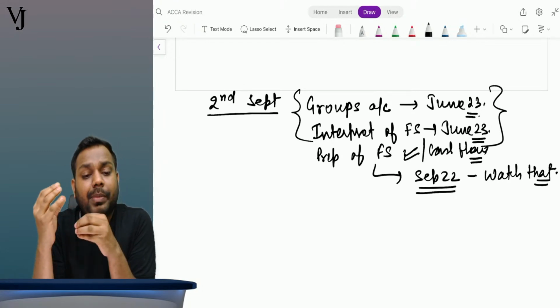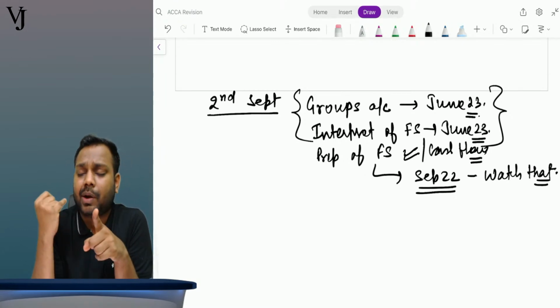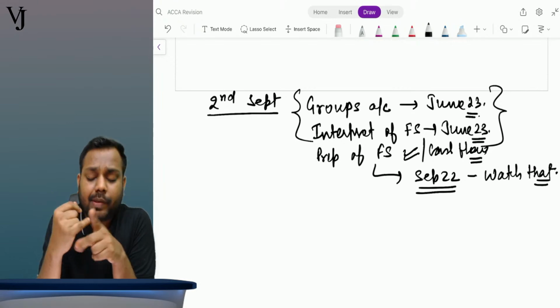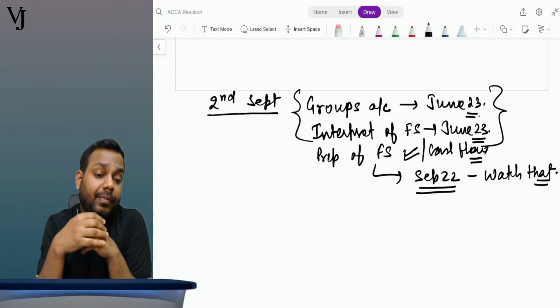The discount rate can be anything. It can be the coupon rate, the effective interest rate, the required rate, the market rate of interest, or the implicit rate. It can be anything.